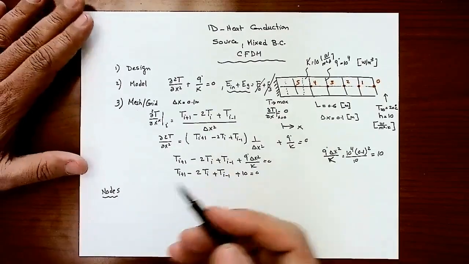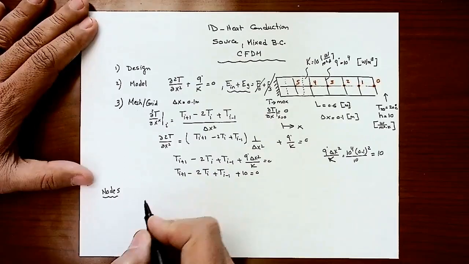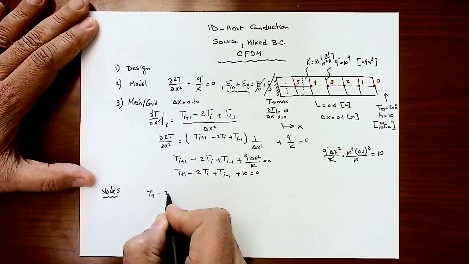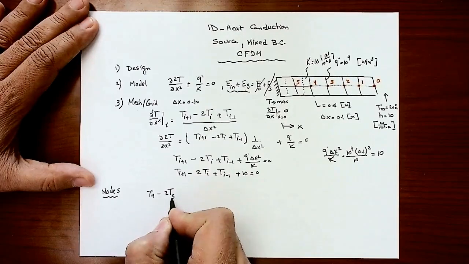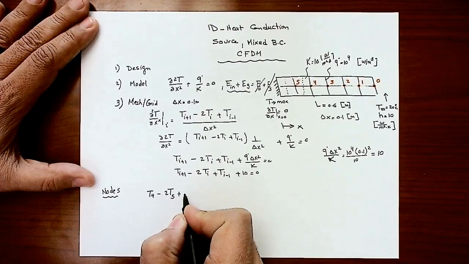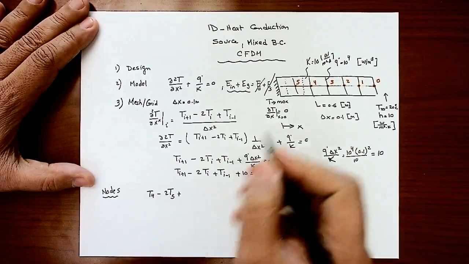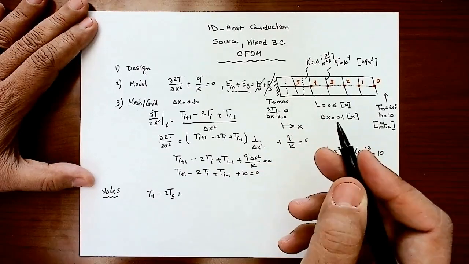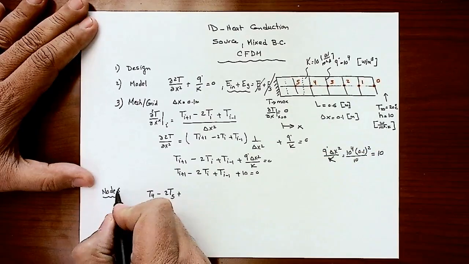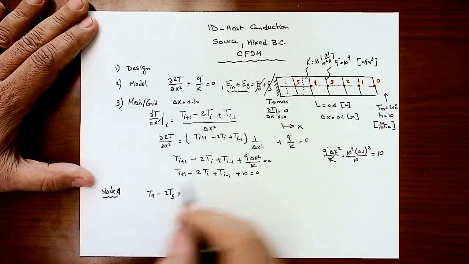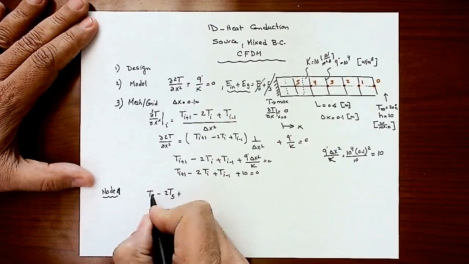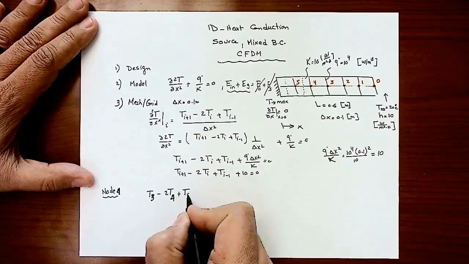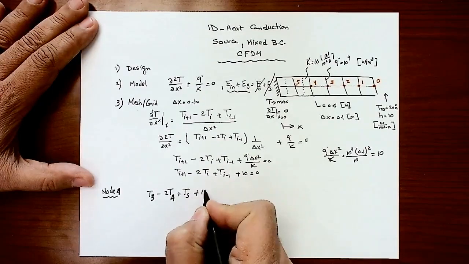So for node number 5, I would have T(i+1), which is T4, minus 2 of T5, plus T to the left. Oh, now we are getting a different situation here. Okay, so let's start with node number 4. So it's T3 minus 2 of T4 plus T5 plus 10 equals 0.